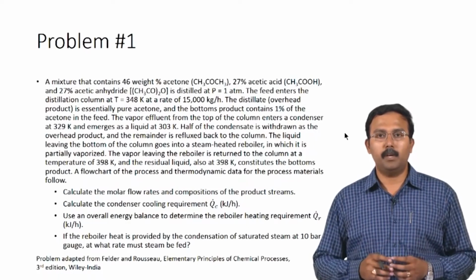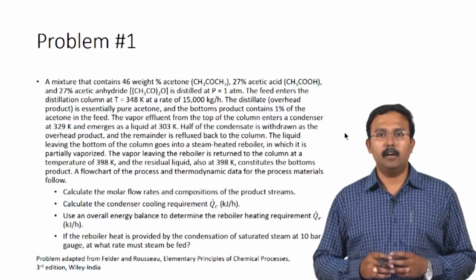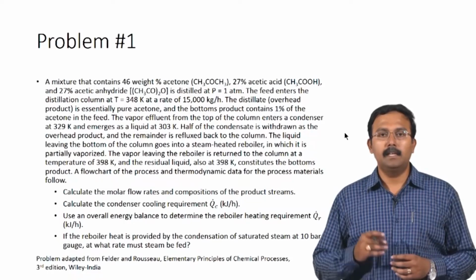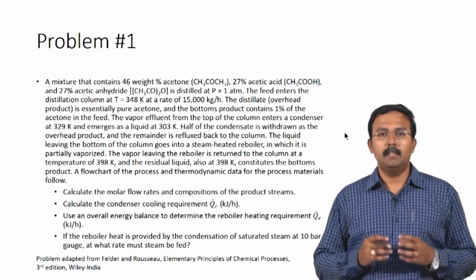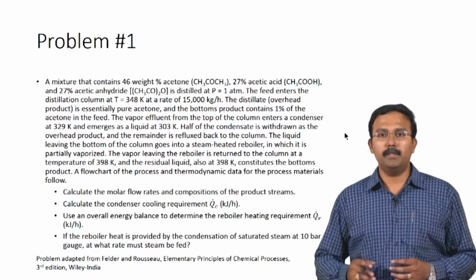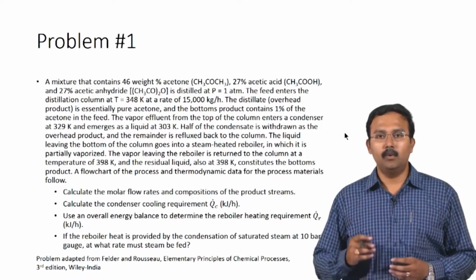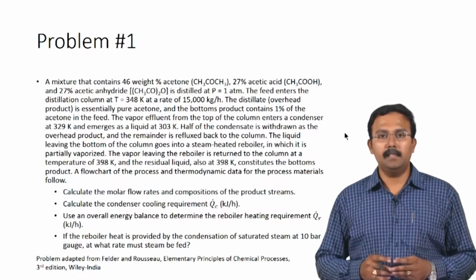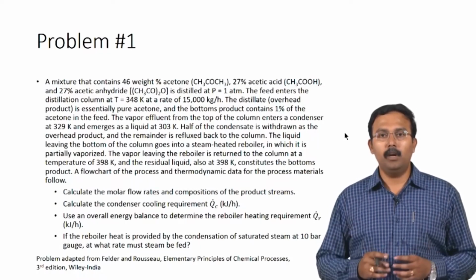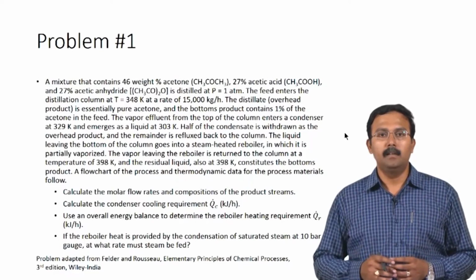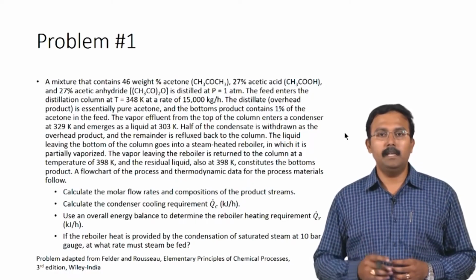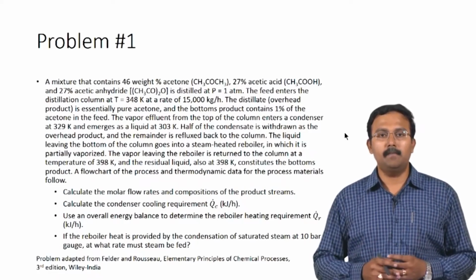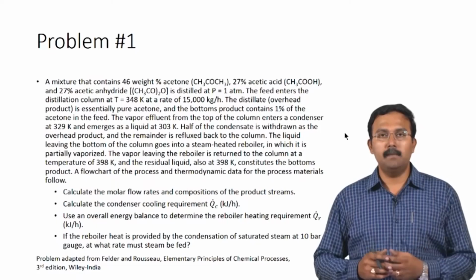A flow chart of the process and the thermodynamic data of the process materials are given here and based on that you are expected to calculate the molar flow rates and the composition of the product stream, the condenser cooling requirement, and using the overall energy balance to determine the reboiler heating requirement QR. And if the reboiler heat is provided by the condensation of saturated steam at 10 bar, at what rate should the steam be fed?